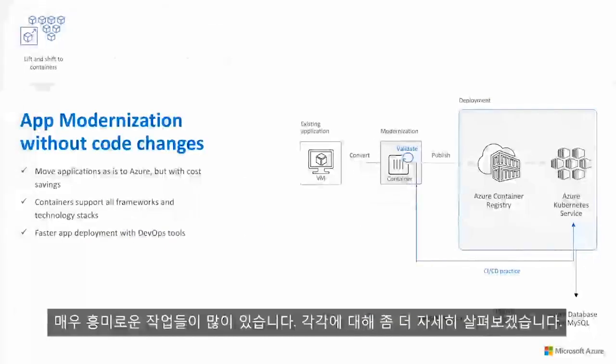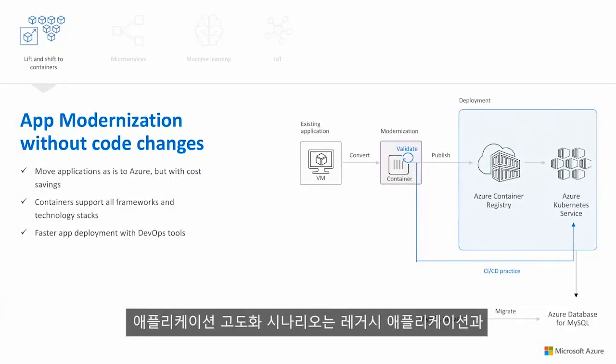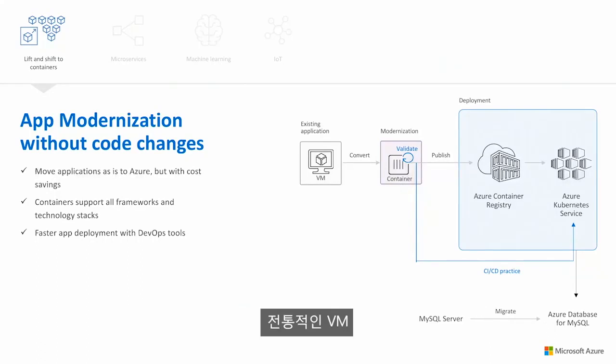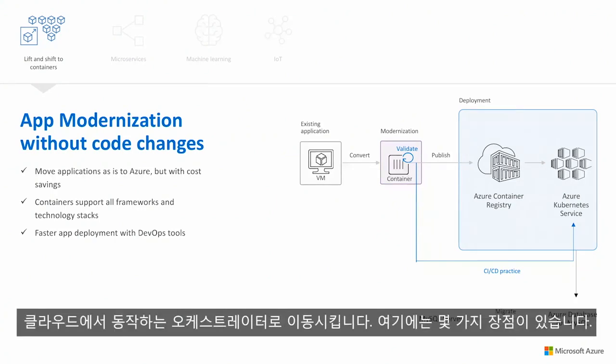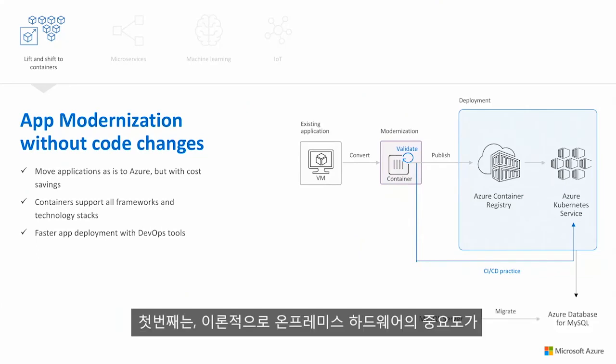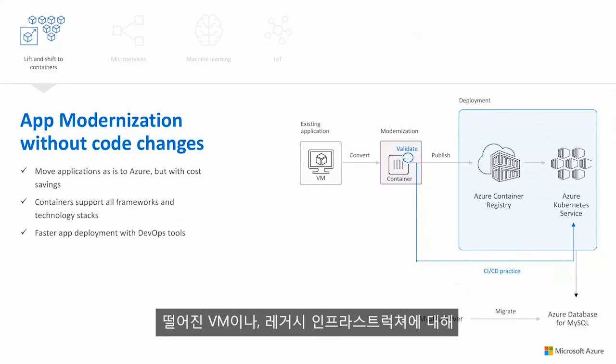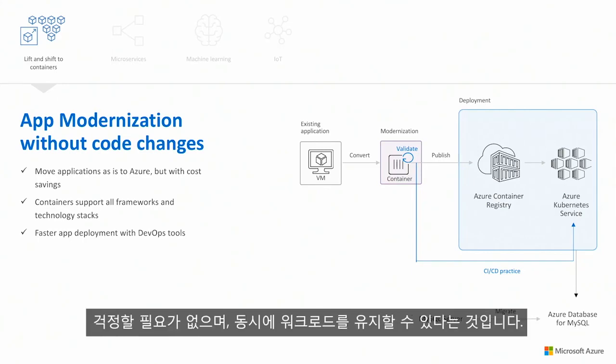To go a little bit more deeply into each of these, the app modernization scenario is really about trying to take legacy applications, traditionally VM-based applications, put those into containers and move them into an orchestrator running in the cloud. Now, there are a number of benefits to this. The first one is that you get to, in theory, deprecate VMs or on-premise hardware or some legacy infrastructure that you don't really want to have to worry about while keeping the workload.